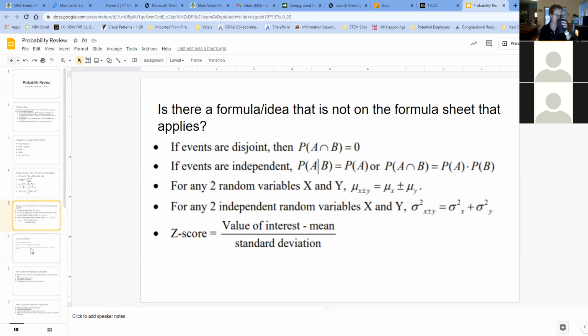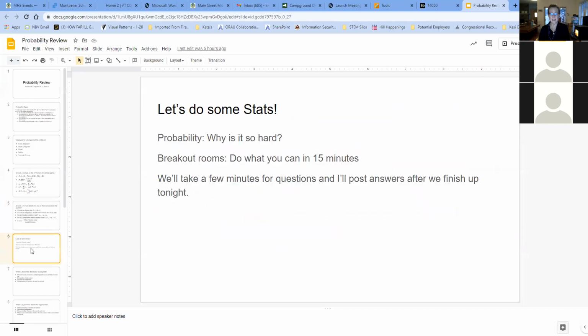Questions? All right, then. It's time for us to do some math. We're going to do, in breakout rooms, probability, why is it so hard? And there's about 3 pages there. There are 5 problems, but they're pretty well spread out and they're going to go pretty quickly. So I think we can get that done in 15 minutes or less.